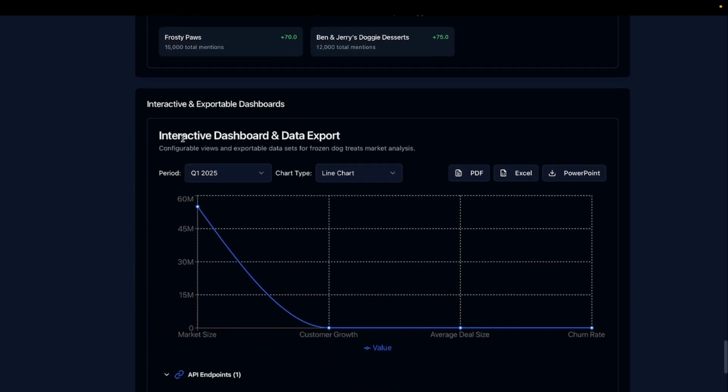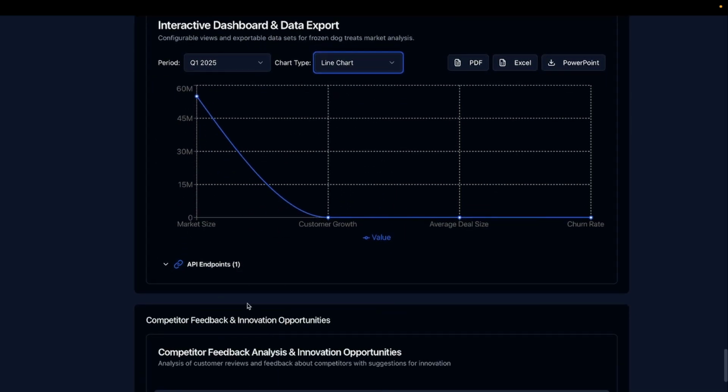Interactive and exportable dashboard. This is the next section. We can go ahead and filter on everything, have fun with that, but let's just keep it on quarter one. We can just play around with that graph, export it and stuff to PowerPoint, which is cool. You can see all the values of the market size, customer growth, and this sort of lines up with the serviceable addressable market we saw at the very top. You click on the endpoints, you can see that stuff, but we're not going to do that.